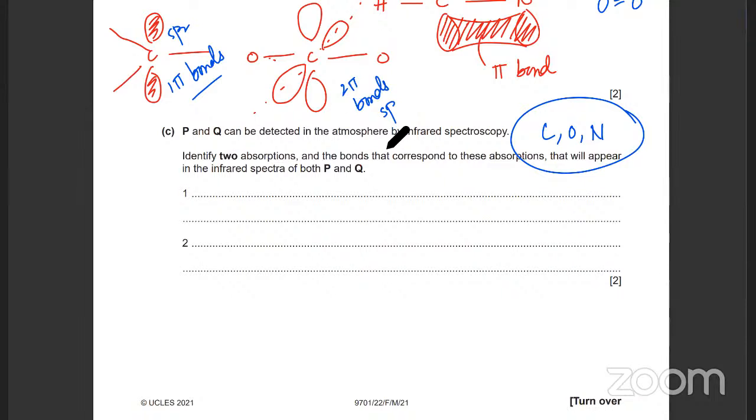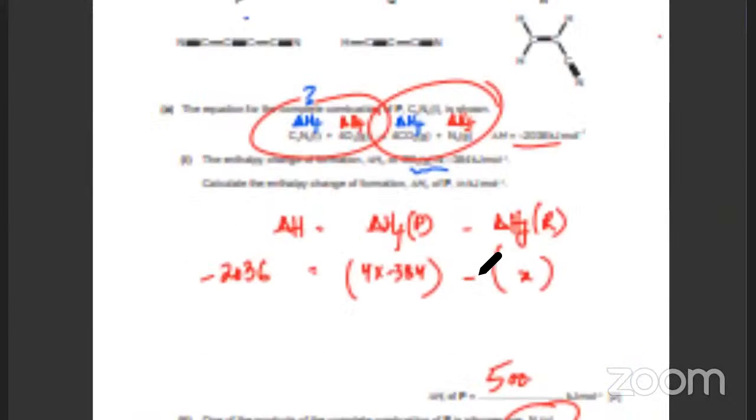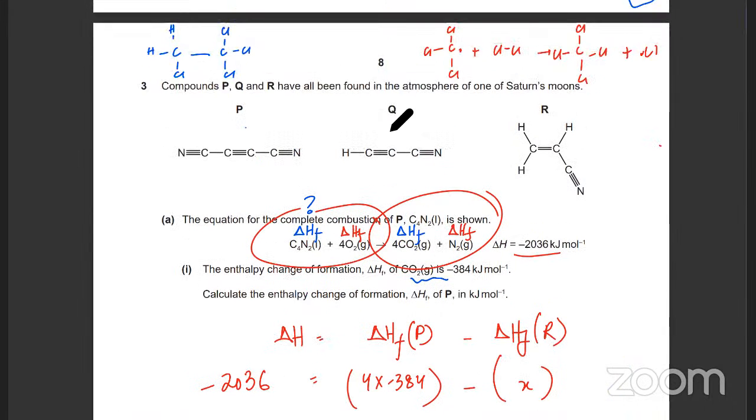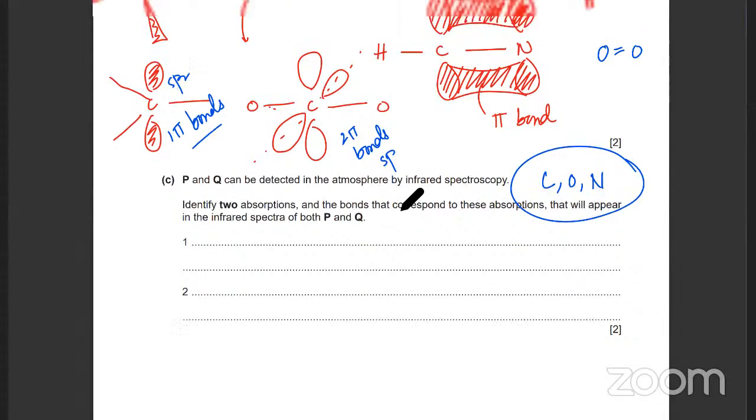P and Q can be detected in the atmosphere by infrared spectroscopy. Identify two absorptions and the bonds that correspond to these absorptions that will appear. P and Q. What is P and Q? So I've got P and Q. So all you have to do is look at the difference. The question they're asking: identify two absorptions and the bonds that will appear in both P and Q.